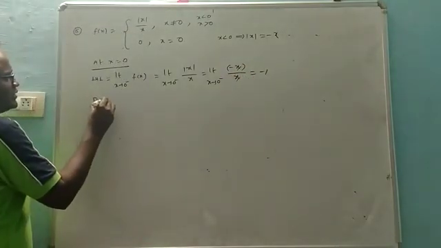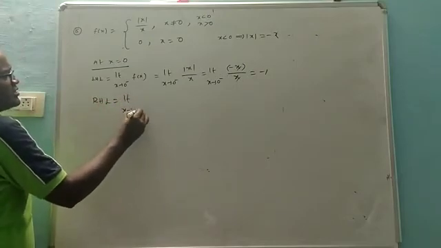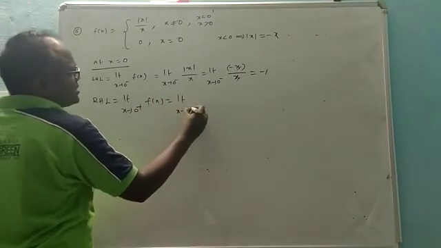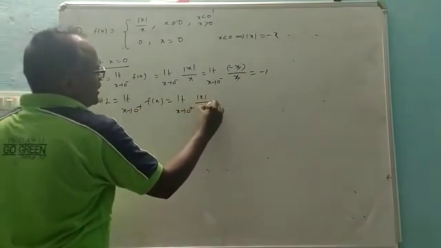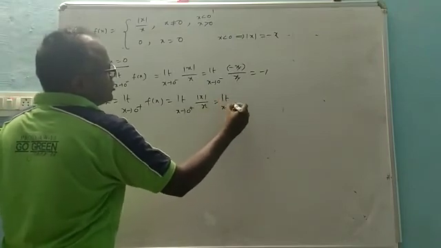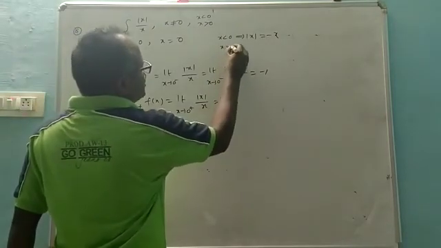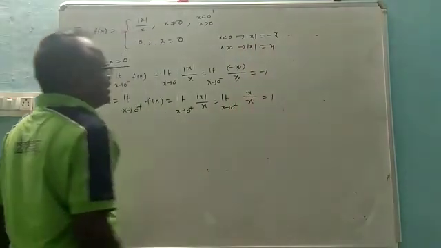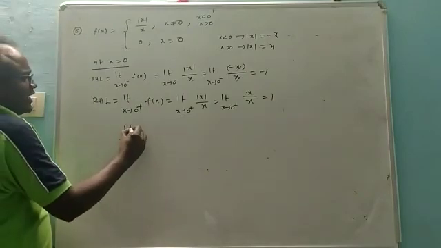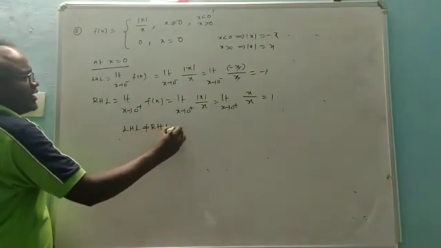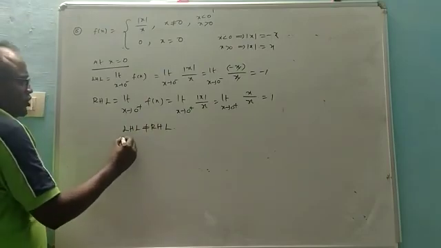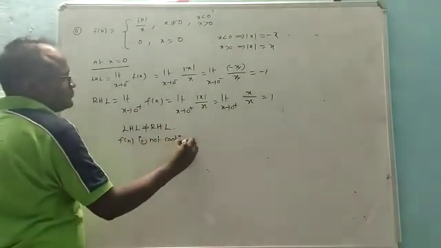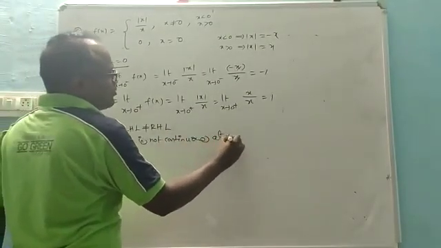What about the right hand limit? Right hand limit is equal to limit x tends to 0 plus of f of x, which is mod x upon x. Mod x with x greater than 0 means mod x is equal to x, so x upon x. The value is 1. Left hand limit is not equal to right hand limit, which means f of x is not continuous at x is equal to 0.